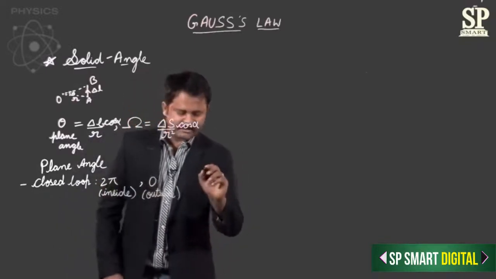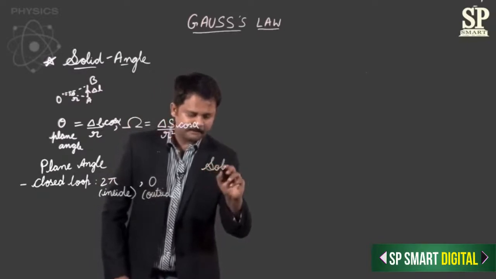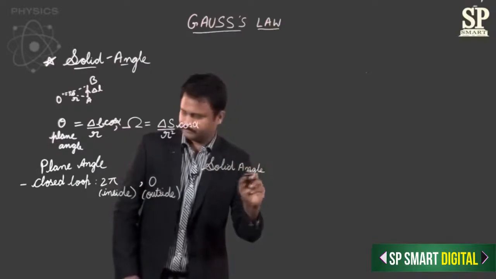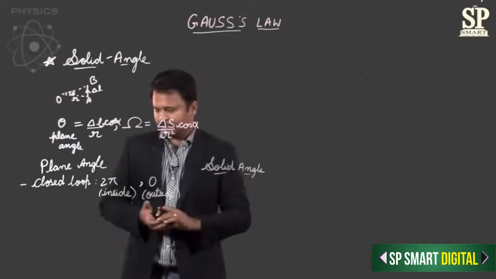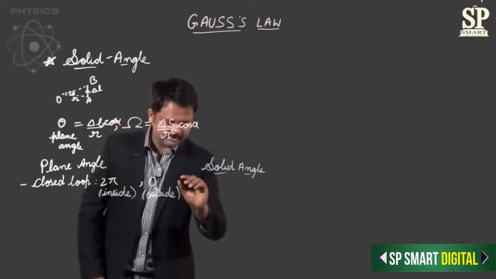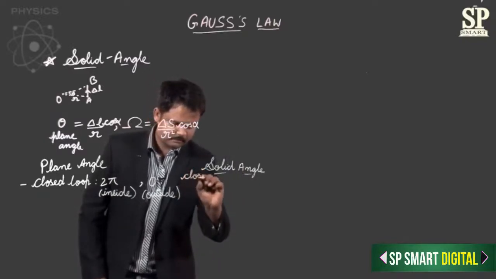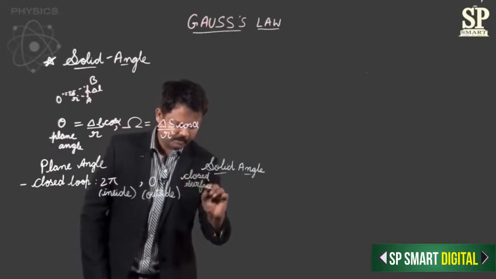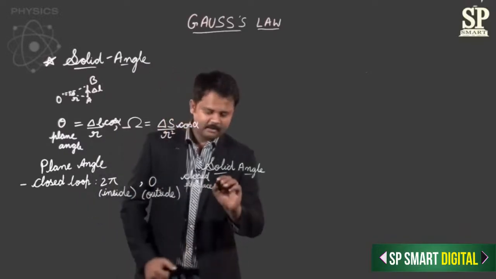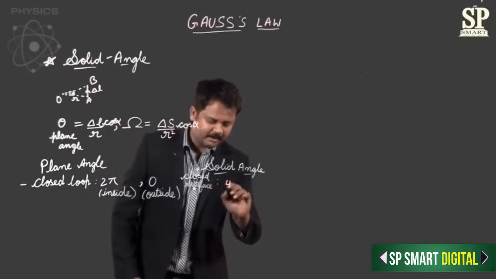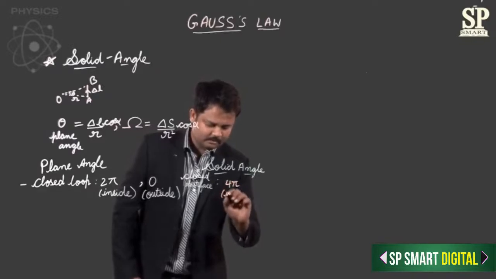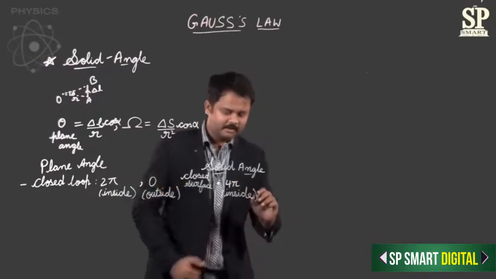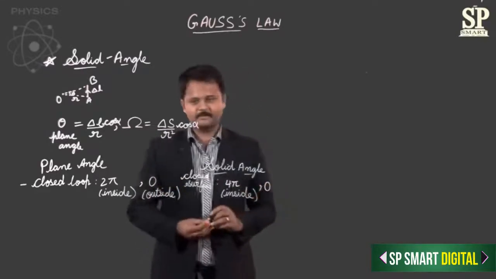Same way, we can say things about the solid angle. So in place of a closed loop, this time we will have a closed surface. And if we take a point inside, then the total angle subtended there is 4 pi. This is for a point inside. And if we take a point outside, then the total angle becomes equal to 0 radians.